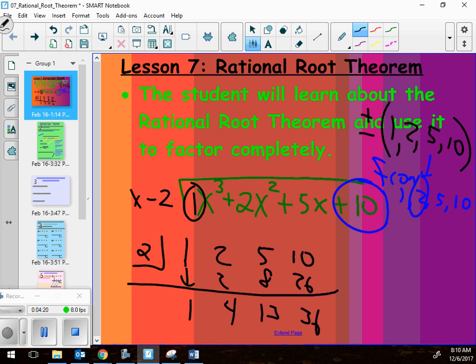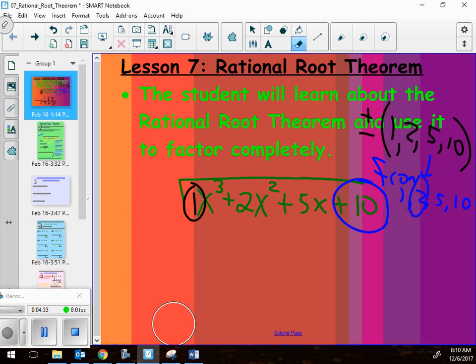It didn't work. How do I know it didn't work? It didn't end on 0. Okay, so there was not a 0 remainder, there was a 36 remainder. So 2 is not it. All right, well, I tried. And I know now the regular 2 doesn't work.